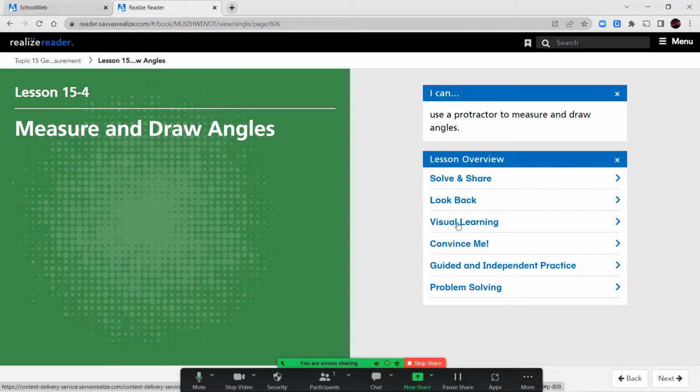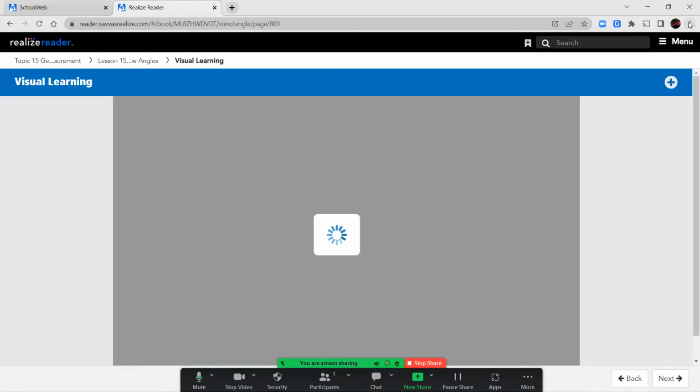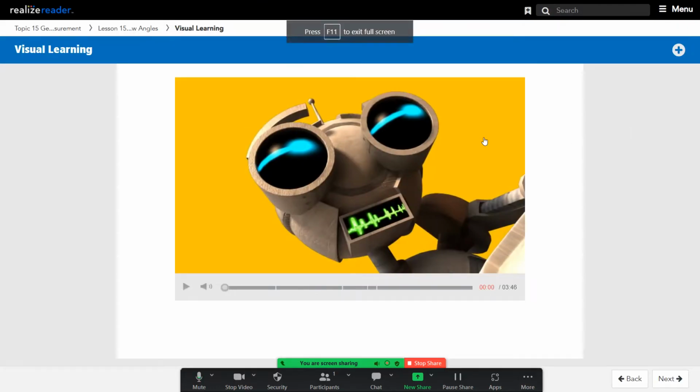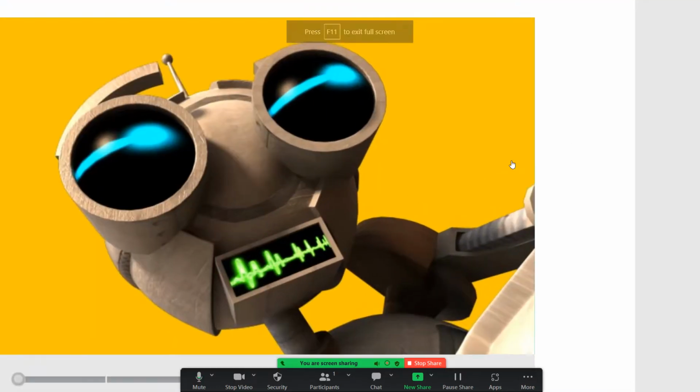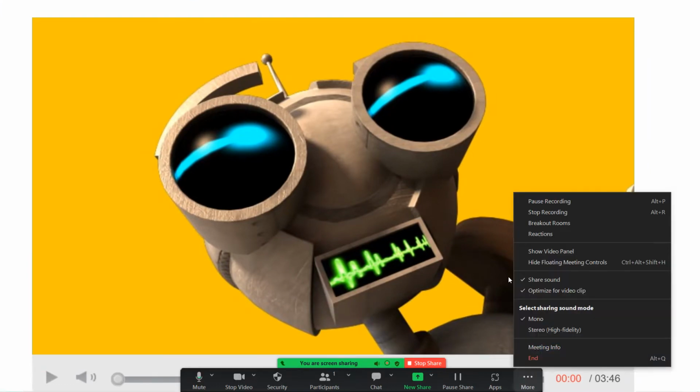In this lesson, we're going to focus on how to measure and draw angles. So in this lesson, you're going to be doing some measuring and some drawing on your own. You're going to use your protractors for that. That's the tool that we talked about. Let's go ahead and get started.